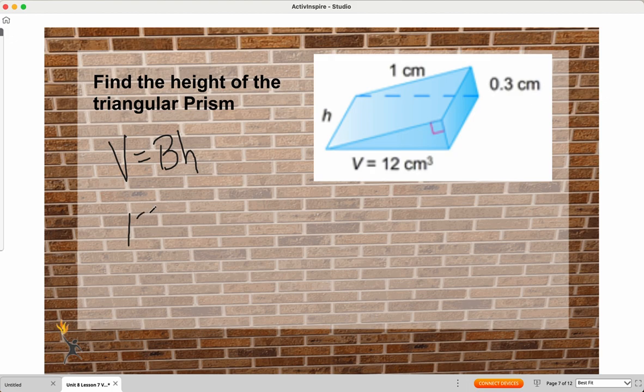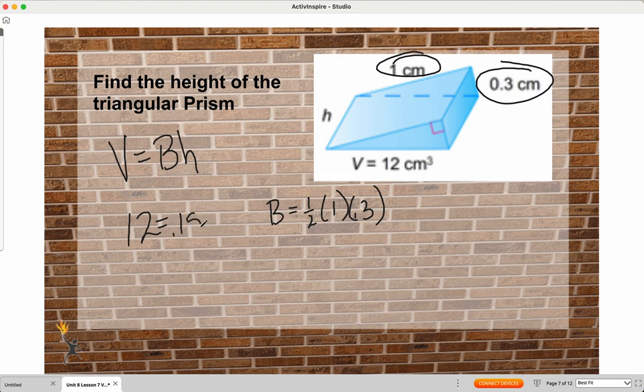We have volume is 12. We have the information we need for big B right here. So we can kind of do that in our head. Big B we're going to figure out as 1/2 of 1 times 0.3. So half of 0.3 is 0.15. Okay, so 0.5 times 0.3, I think I typed that wrong. 0.5 times 0.3 gives 0.15, so it's 0.15 times h. So we'll divide both sides by 0.15.